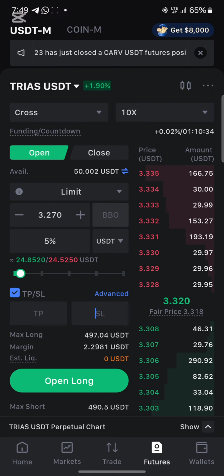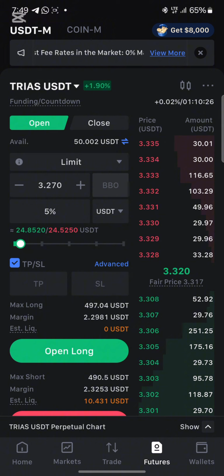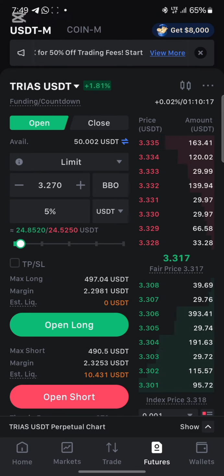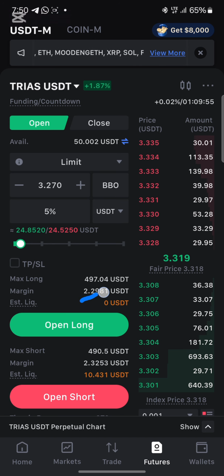Remember, we are dealing with cross margin here. We are still on cross margin. So if I want to enter at 3.270, I will come to this place. Let me remove this for now. Then I've set everything. Look at this very well now. This is maximum long here. This is the margin, 5% of my entire portfolio. That's 2.2981 USDT. And one beautiful thing is that I am having a zero liquidation price.